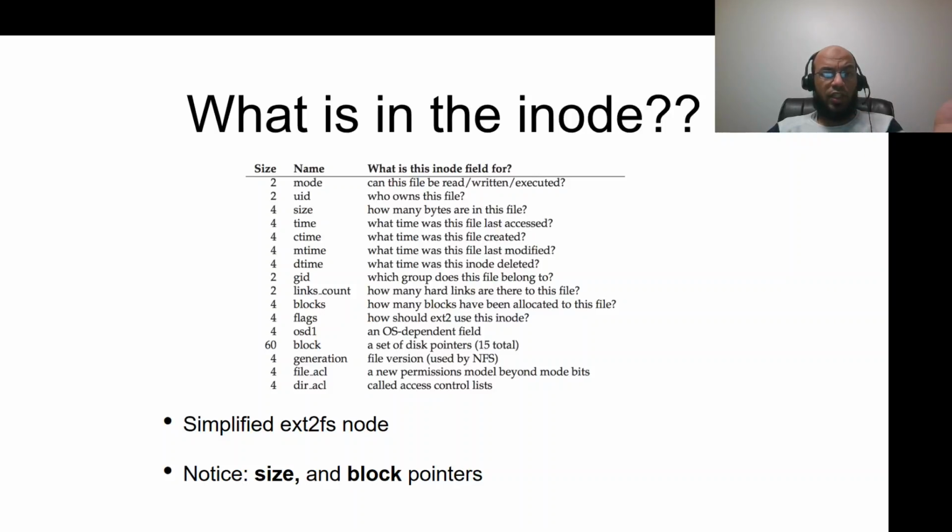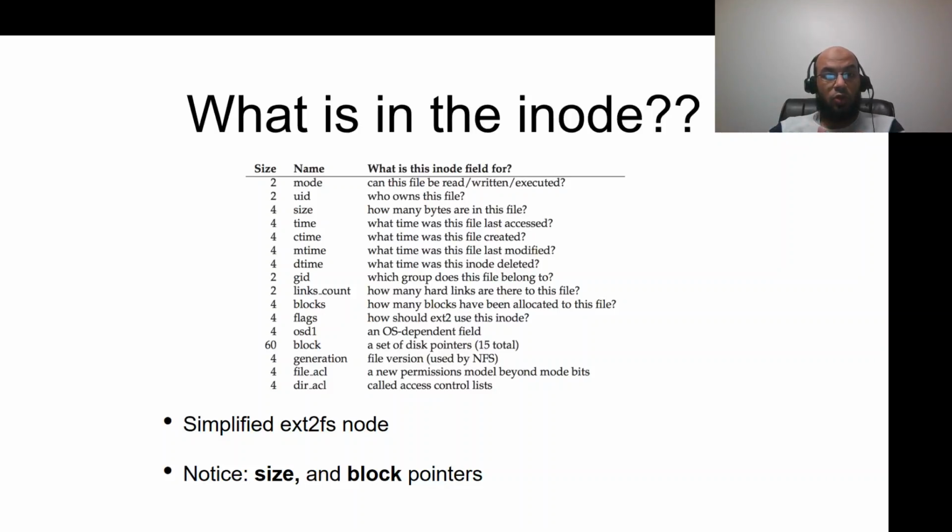This is a simplified ext2 inode. This is what the inode data will be. So basically, can this file be read, written, executed? Who owns this file? How many bytes are in the file? What time was the file last accessed? When was the file created? When was the file last modified? When was this inode deleted, if it was deleted?